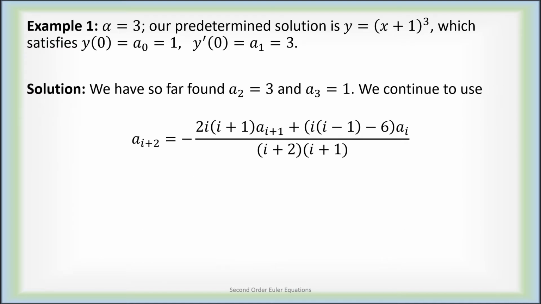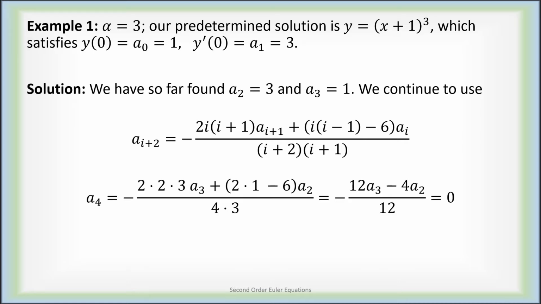So having found a sub 2 is 3 and a sub 3 is 1, we continue to use this recurrence relation. For a sub 4, by setting i equals 2, we get 2 times 2 times 3, a3, there it is, 2 times 1 minus 6, a2, there that is, and 4 and a 3. So 12a3 minus 4a2 over 12, with a minus sign out in front. However, since a sub 3 was 1 and a sub 2 was 3, this numerator works out to be 0. So a sub 4 is just 0.